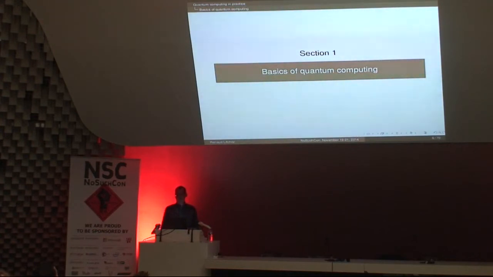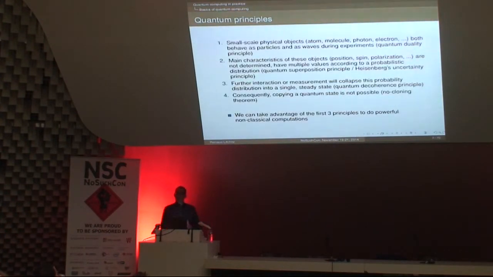So the first part is the basics. What is quantum computing? What is quantum physics at the very beginning? In many physical experiments, you will see that small particles behave both as particles, like physical objects, and as waves. Every time you take an atom, an electron, a photon, it behaves like a particle and as a wave, like in Young's light experiment, where you see both behaviors. This is the first principle, the quantum duality principle.